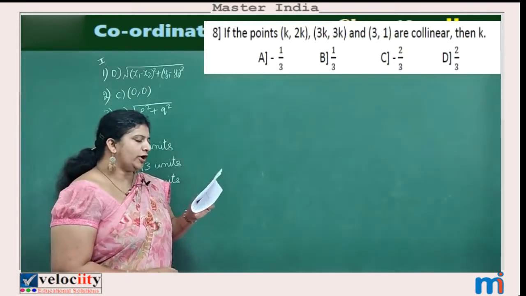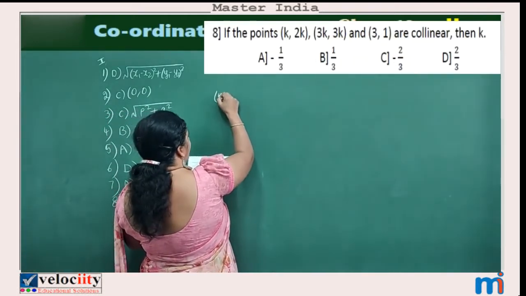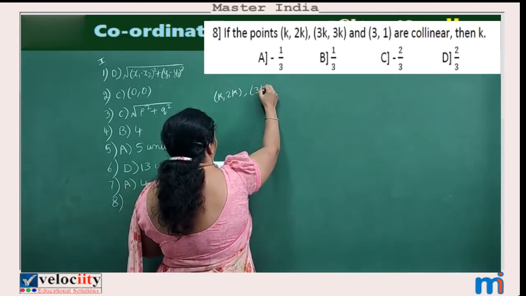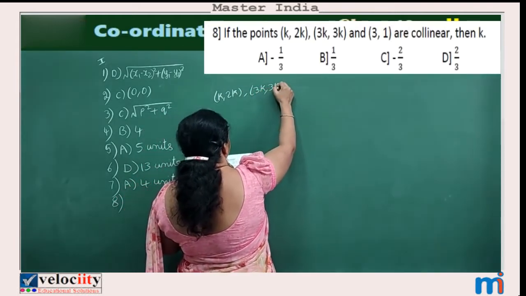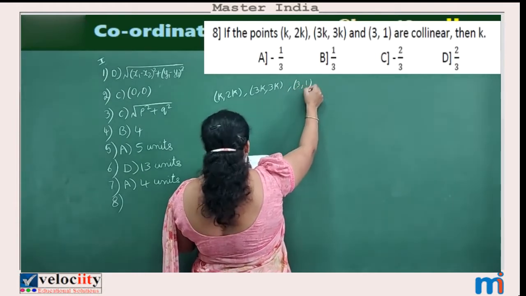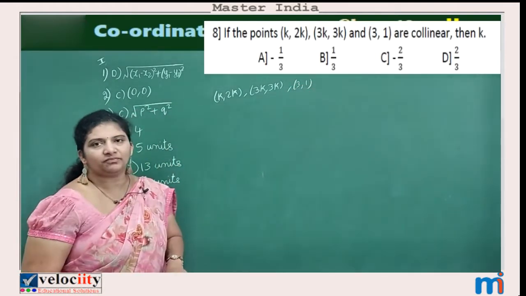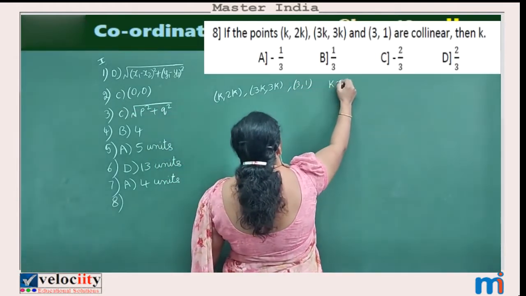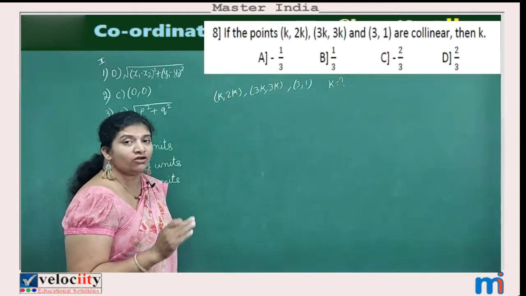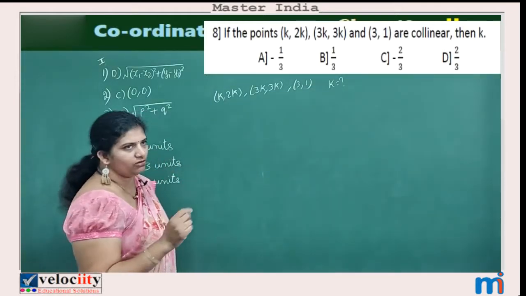Eighth one: if the points (k, 2k), (3k, 3k) and (3, 1) are collinear, find k. This is your question. So, collinear means what do you remember? You remember the area of a triangle is equal to 0.